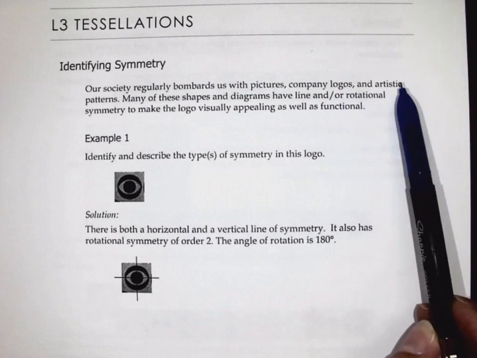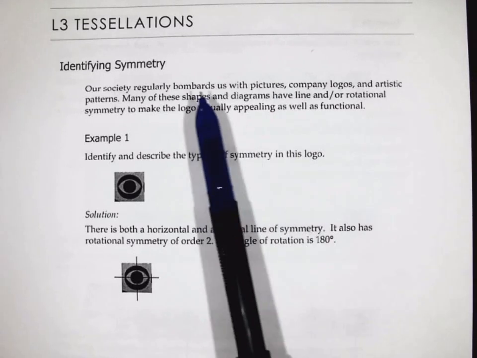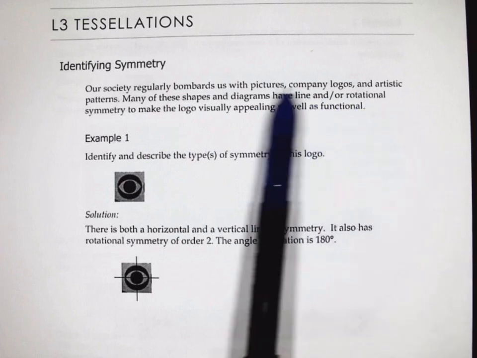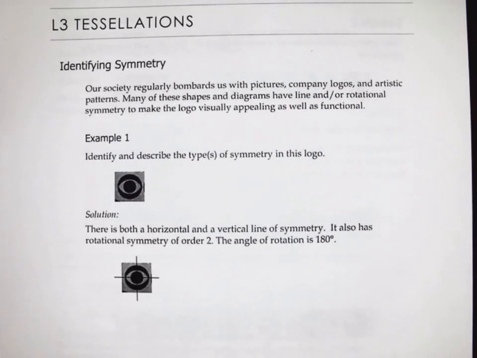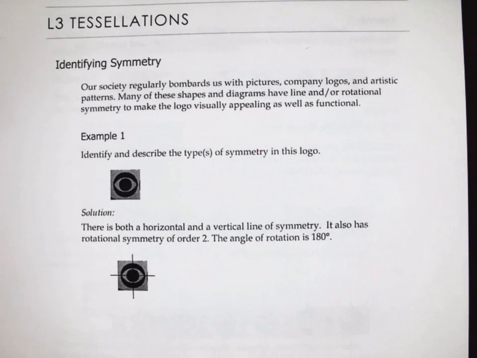Sometimes you see it in company logos, artistic patterns. You'll see it in patterns on a couch, like a repeated dot or something like that. That's called a tessellation. It's taking an image and repeating it over and over again. So many of these shapes will have line and/or rotational symmetry. Sometimes they have both to make the logo visually appealing and functional.